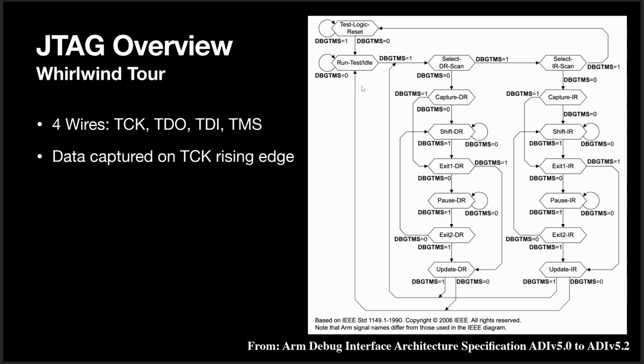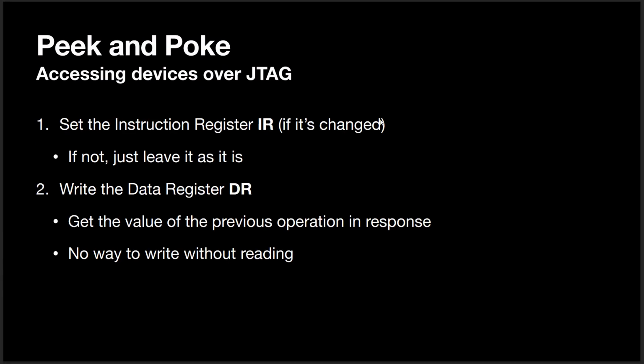The important thing to note here is that data only takes effect when we go from shift DR into run test idle. So we can do whatever we want, but as long as we don't take this path, the machine won't actually take effect. So basically, our peek and poke becomes setting the instruction register if it's changed. If it hasn't changed, there's nothing we actually do, just leave it as it is.